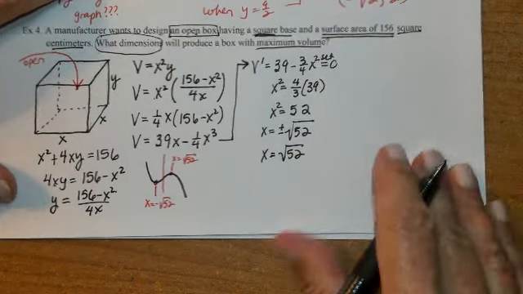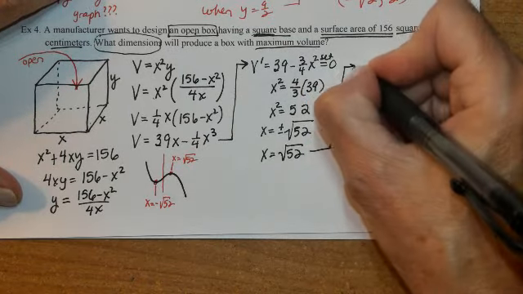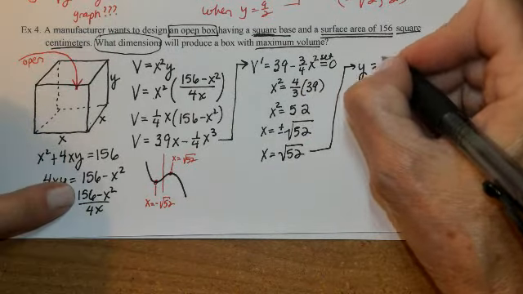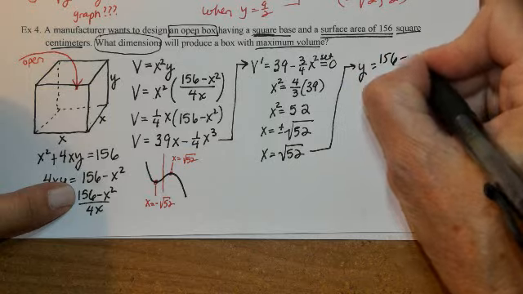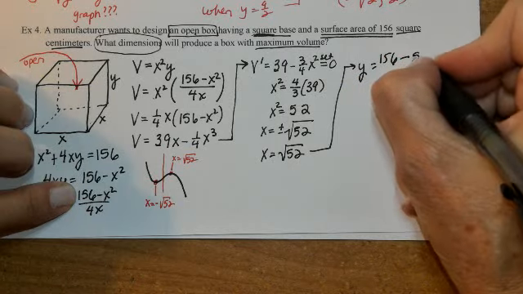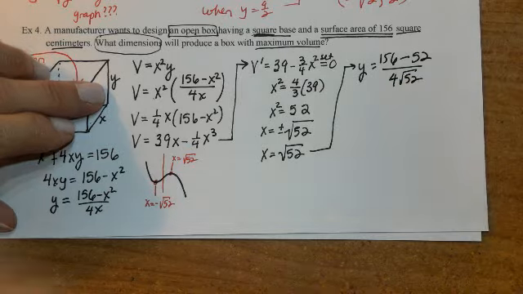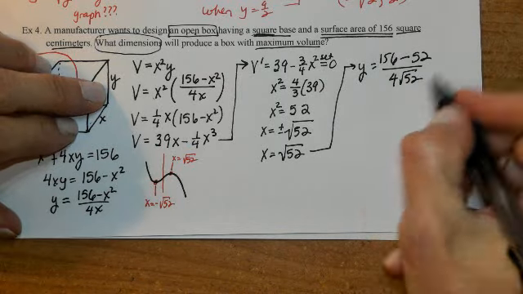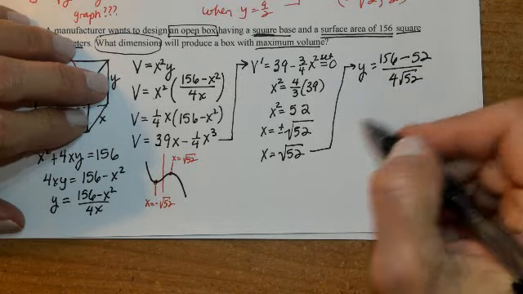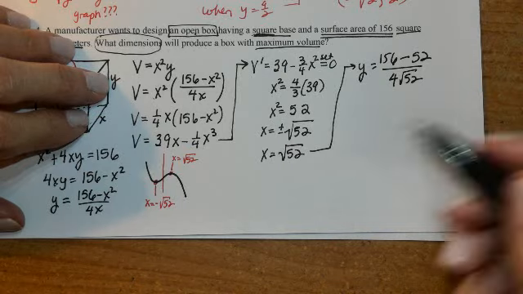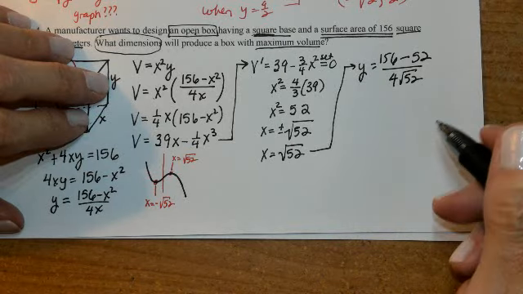So y is equal to, okay, I'm going to come up here. y is equal to 156 minus x squared, well, x squared will be 52, over 4 square root of 52. And again, we can simplify this. If it's a multiple choice question, simplify. If it's not a multiple choice question, leave it.